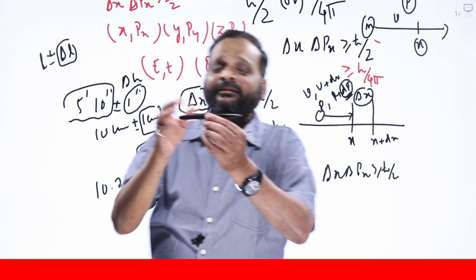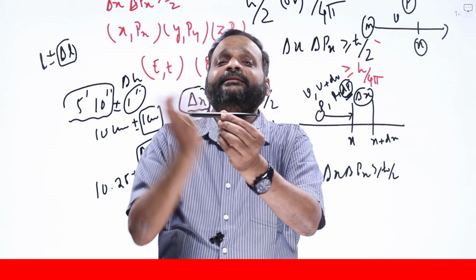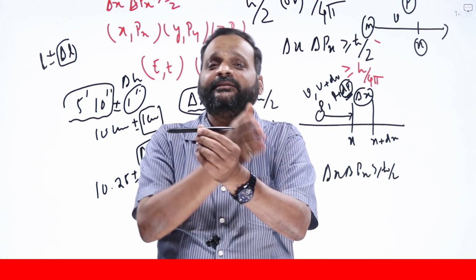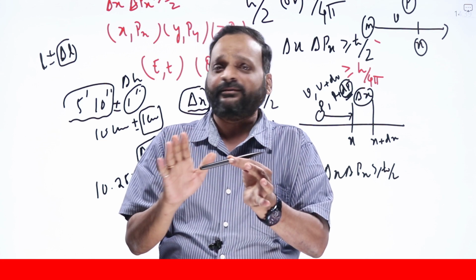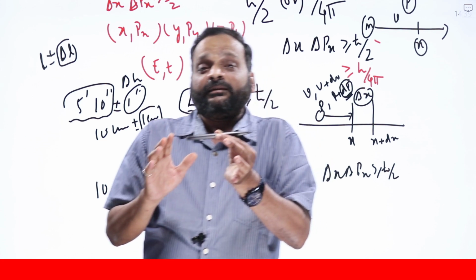What is the length of this pen? 5 centimeters plus or minus 5 centimeters. It means its length is anywhere from 0 to 10 centimeters. It will be definitely the technically correct answer only. But do we expect such an answer? No.